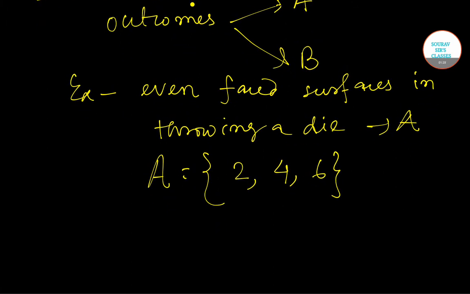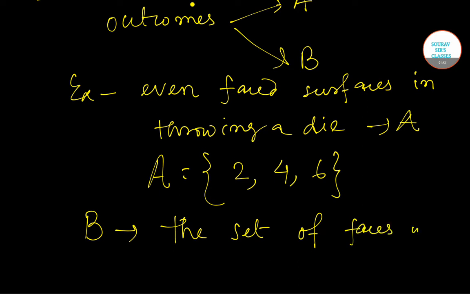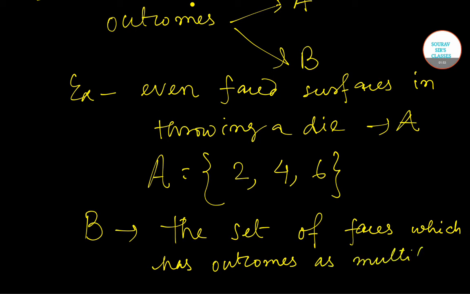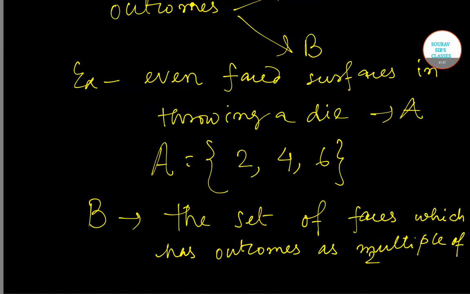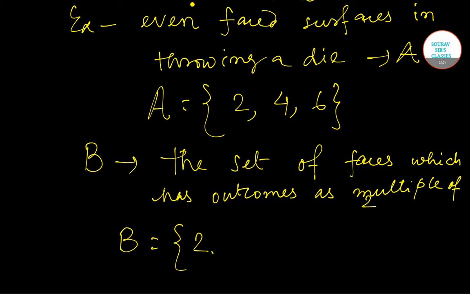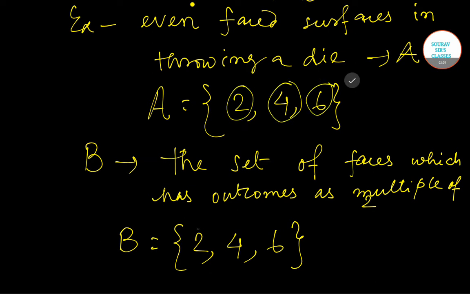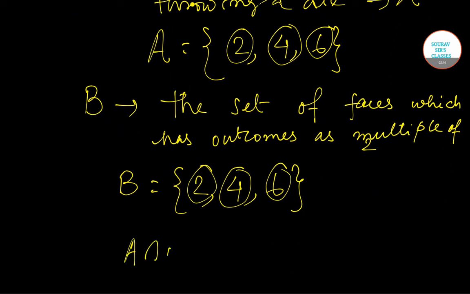Also, now we can say that there is an event B which gives us the set of faces which has outcomes as multiple of 2. And in that case, set B is equal to 2, 4 and 6. So, in this case, all the elements of set A belong to set B. So, here we can say that A intersection B, this is the intersection symbol, is equal to 2, 4, 6.